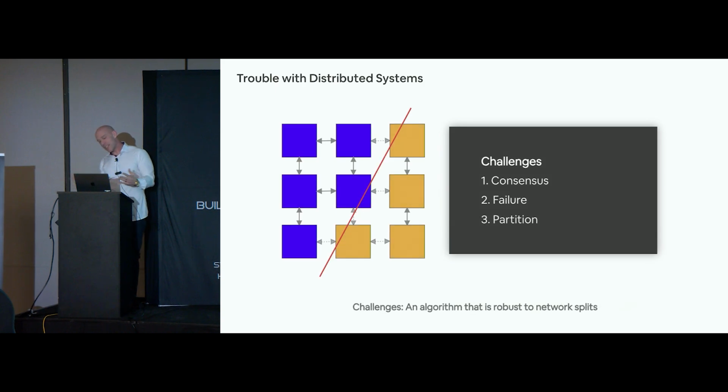And then beyond that, we have to deal with this other problem called the partitioning challenge. This happens when we have this distributed system, and because of a network problem, some of the nodes in this system can't see the other ones.